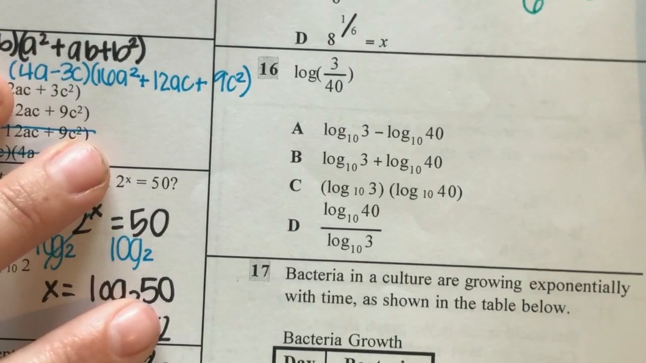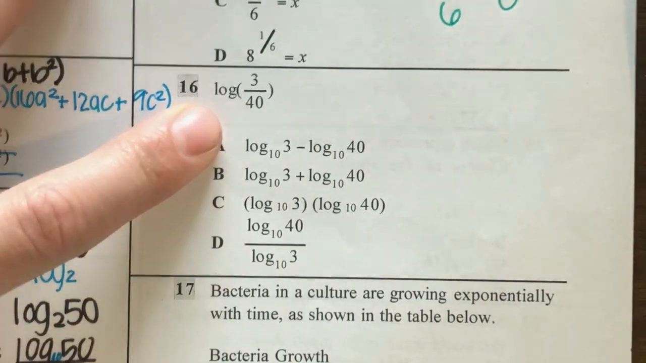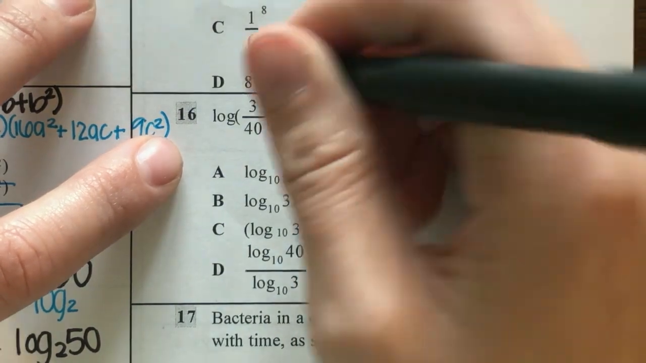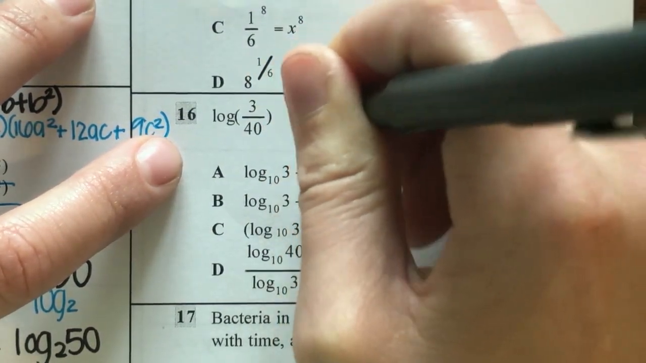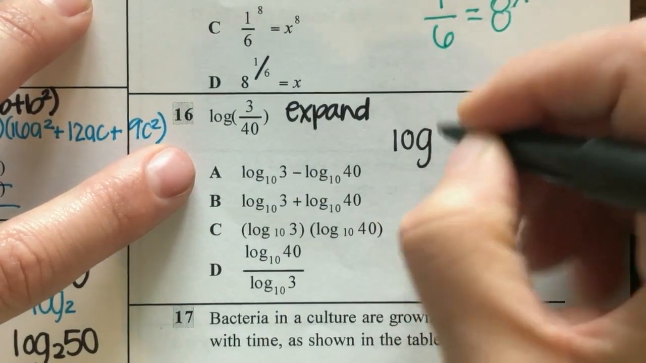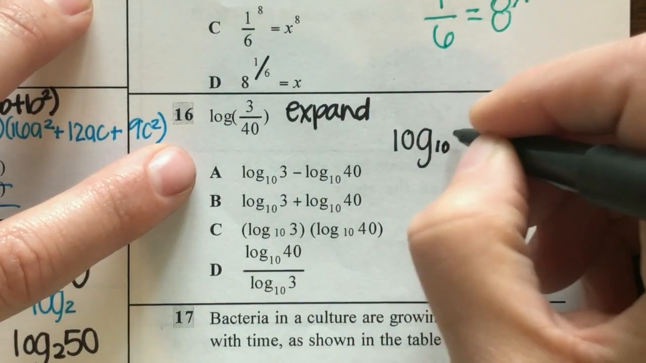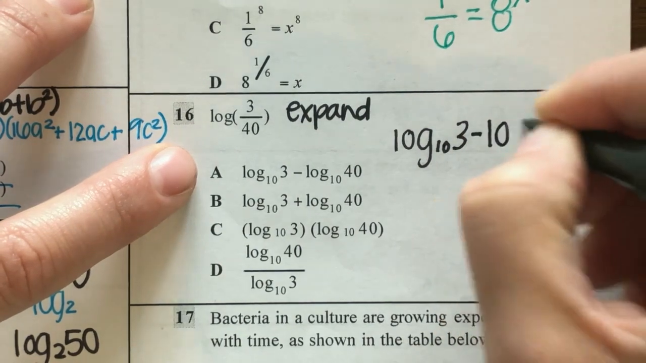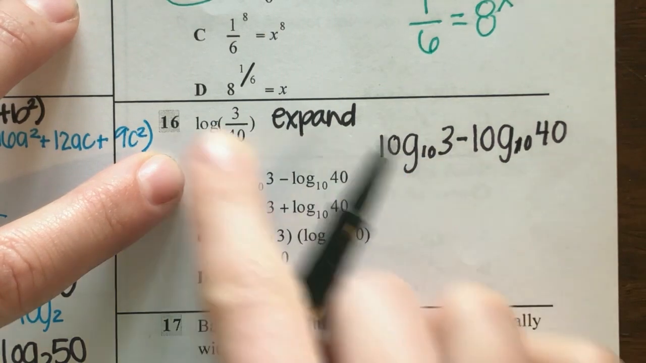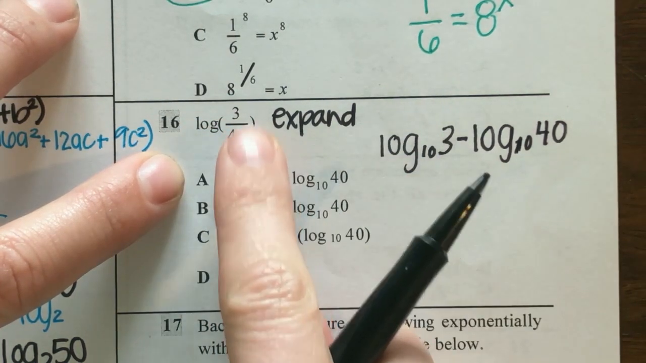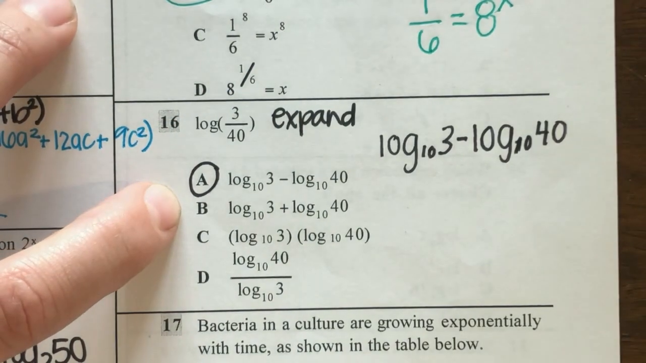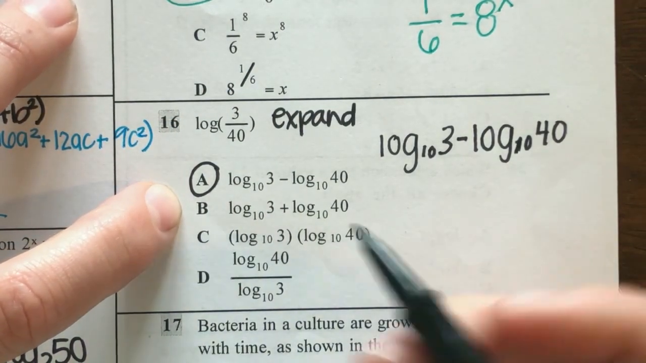Number 16, we have log of 3 over 40. So remember, if I were to rewrite this, or if I were to expand, because of the fraction, it's log base 10, or just log, of 3 minus log base 10 of 40. It's a minus sign because of the division. The rule is when it's dividing, you expand using subtraction. So that's how my answer is A.